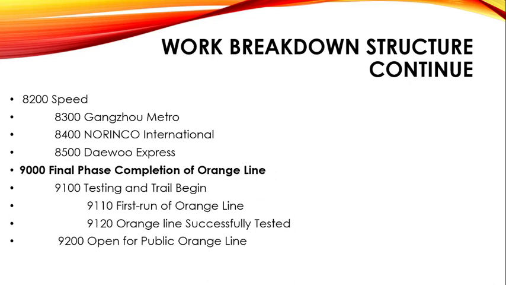The final phase of the Orange Line was completed by testing and trials beginning, in which the first trial was taken on the Orange Line. Then several trials were tested to ensure that the train and the trials were successful, and finally the opening of the Orange Line for the public.